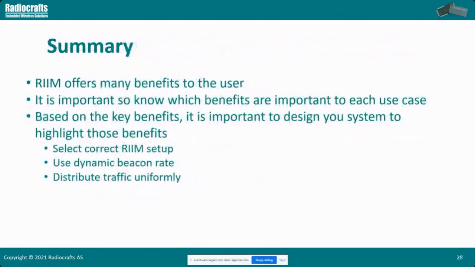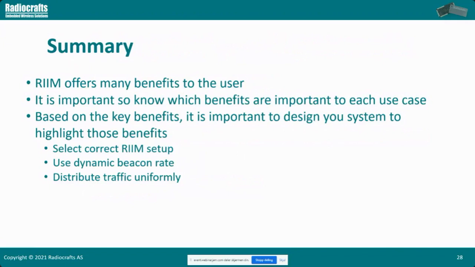So I see we have used up slightly more than 30 minutes. The summary of this is that RIIM offers many benefits. It has low power, low latency, good throughput, and it covers long ranges. But you have to choose which is important in your specific use case, and it is important then to set up your network correctly for that given use case.